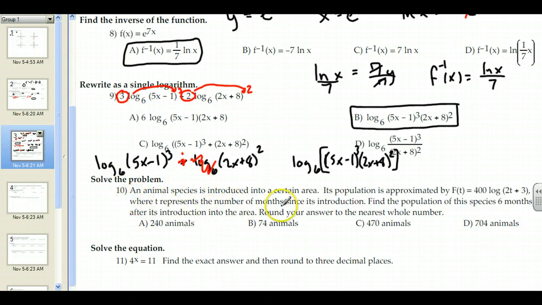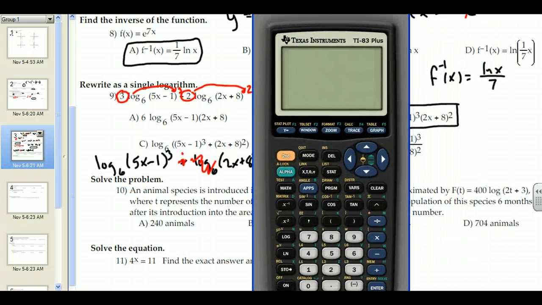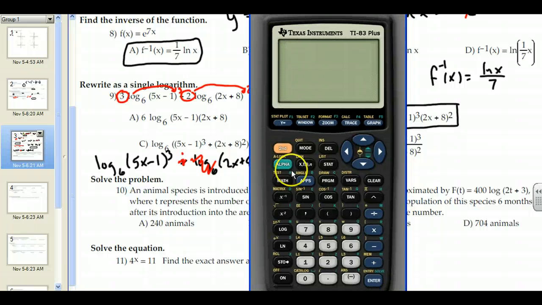10. Animal species introduced in a certain area. The population is approximated by this function. T represents the number of months since its introduction. Find the population of this species 6 months after its introduction to the area. Round your answer to the nearest whole number. So this is just plugging a number into a function. That's all you're being asked to do here.